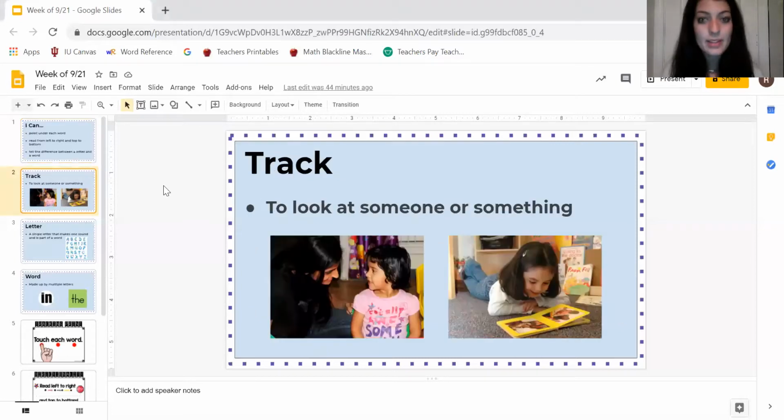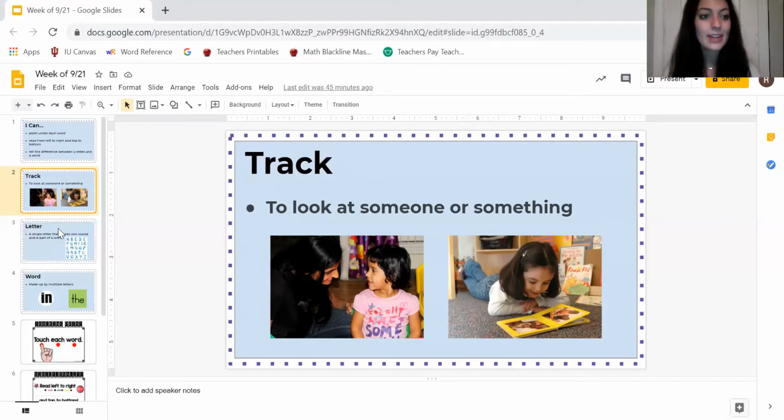Okay, scholars, the first important word is the word track. Track means to look at someone or something. Let's look at the first picture on this slide. This little girl is tracking her teacher, or she is looking at her teacher. She is tracking. Let's look at the second picture. This little girl is tracking her story, or she is looking at her story.